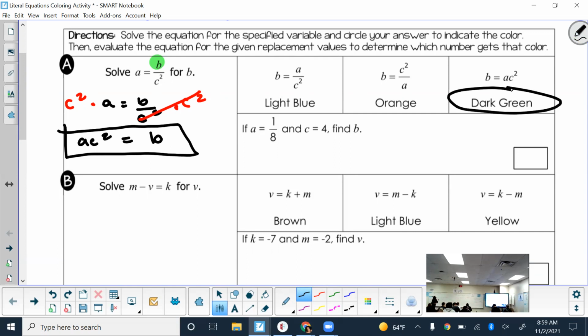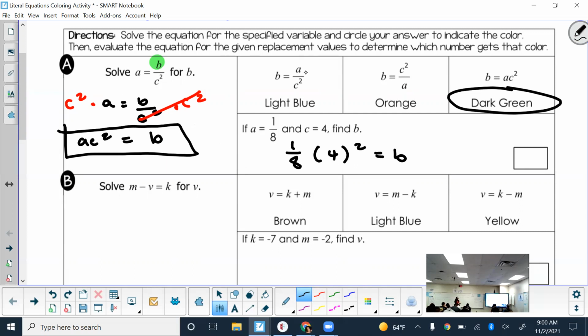All right, and then if you're interested in doing the coloring part, for me, this is good enough to get credit for this one tomorrow. But if you're wanting to do the coloring part, you just plug in the numbers that it tells you. So if my equation is AC squared equals B, and A is 1/8, and C is 4, so we're plugging it into this equation. You can simplify it and solve for B.